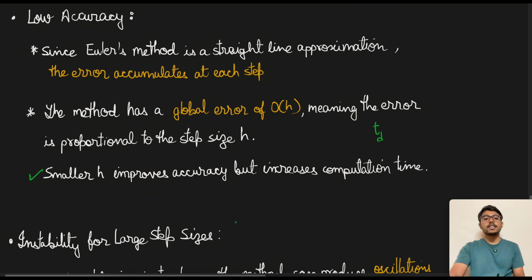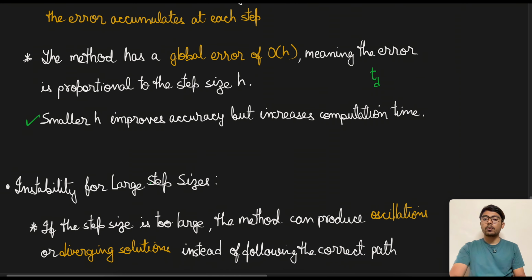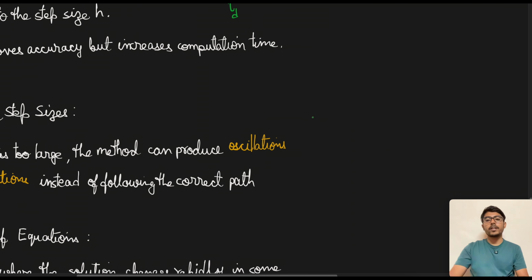Then we have instability for large step sizes. So if the step size is too large, the method can produce oscillations or diverging solutions instead of following the correct path. So now for oscillations, let's dig into an example.